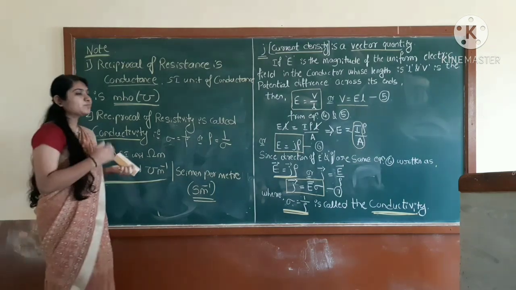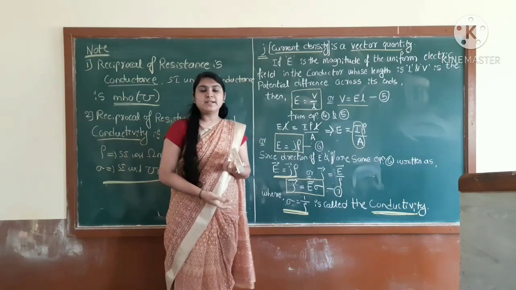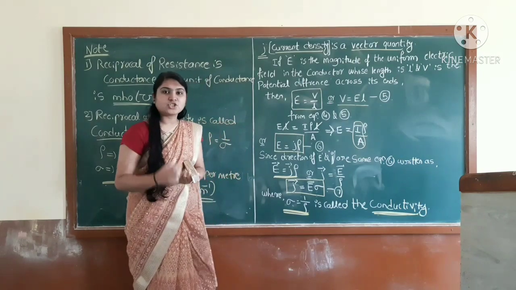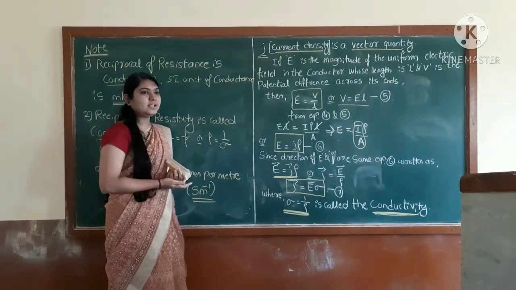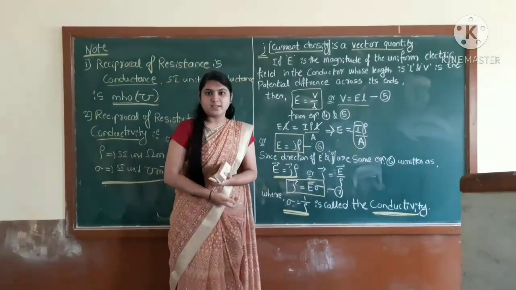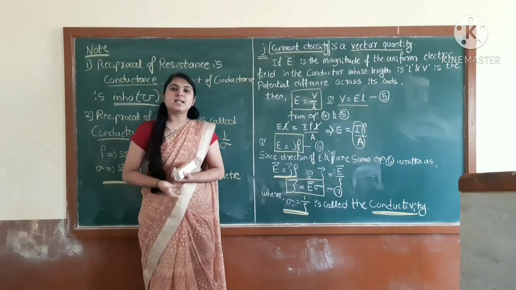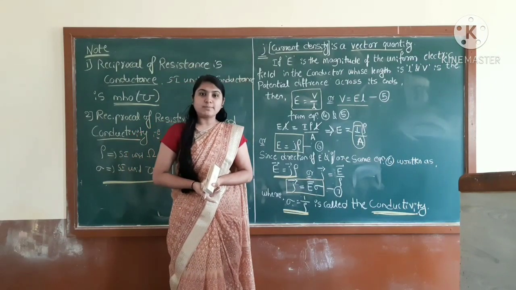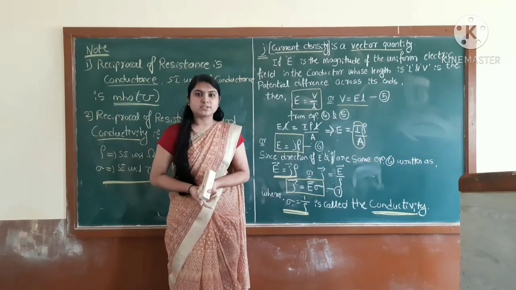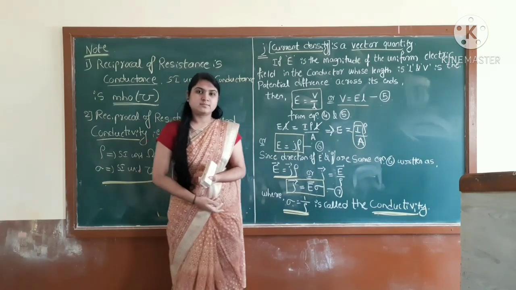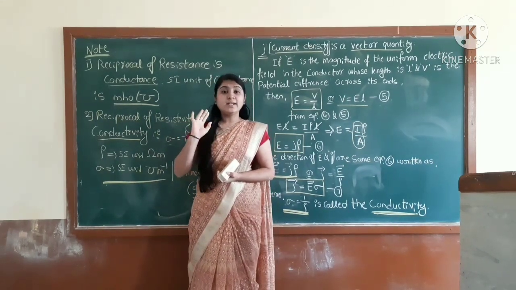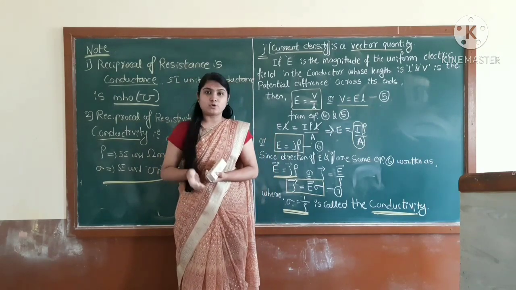Today's class, we completed our derivation up to the current density with respect to the conductivity. In the next class, I am going to take the next concept, the drift velocity. Thank you everyone. And students, whatever I have written on the board, just note it down. Okay?